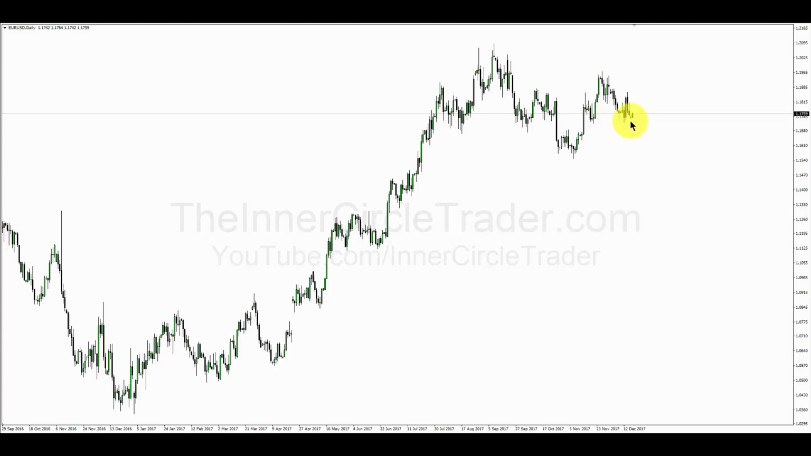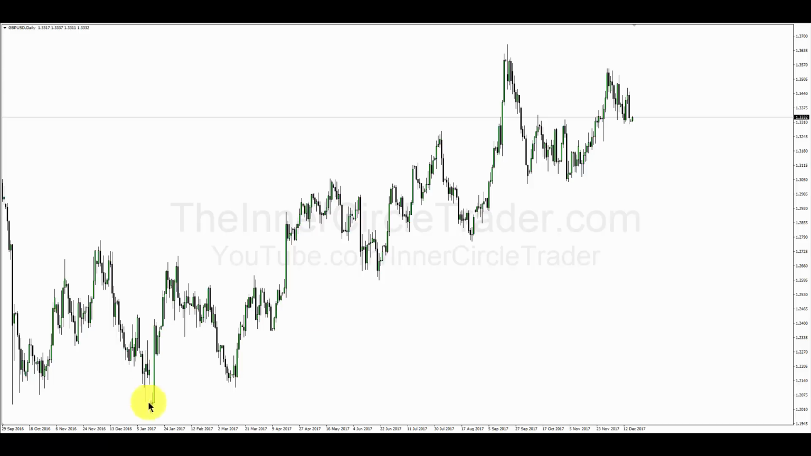Now, if it trades above this high, then we would be aiming for these highs to be taken out and probably a measured move. Something like this low to this high, add that range to this low, and you would get some kind of a projection. Okay, but right now I'm thinking neutral to bearish on the euro dollar.